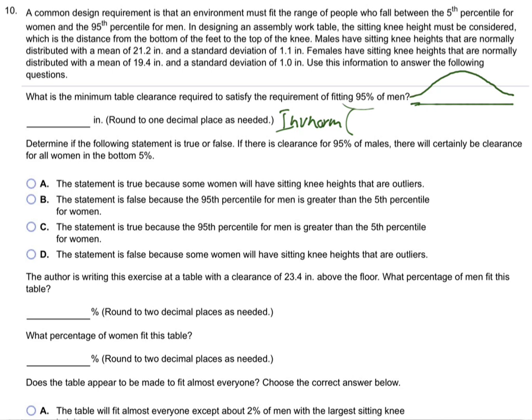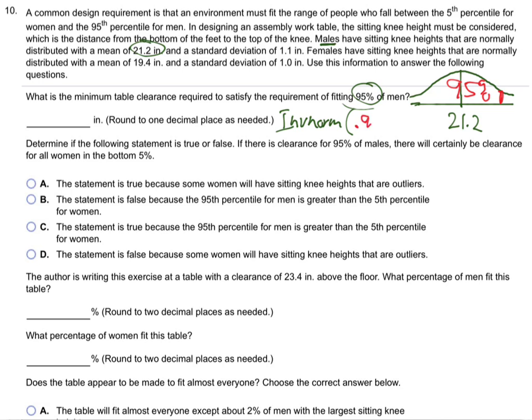So we have the bell curve. And they're saying, what do they want? So this is the men curve with the middle being whatever it is for the men. Males, mean is 21, so the average height from the bottom of the foot to the knee is 21.2 for men. Anyway, they want me to find the 95% spot for the men. So that's somewhere way over here, isn't it? With 95% to the left of it, huh? Does that make sense what we're doing?